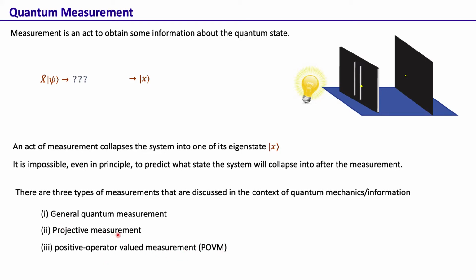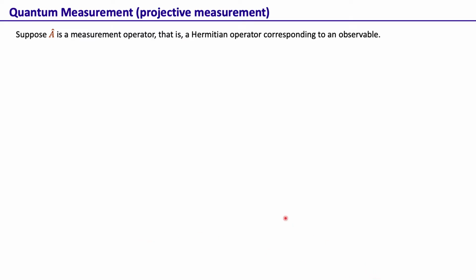This projective measurement is basically a special case of this general quantum measurement, but it is typically what we study in the courses, and in this lecture and in this course we will also be concentrating only on the projective measurement. But in general, there are these three different types of quantum measurement that are definitely discussed in quantum mechanics and quantum information. Okay, so what are these projective measurements?